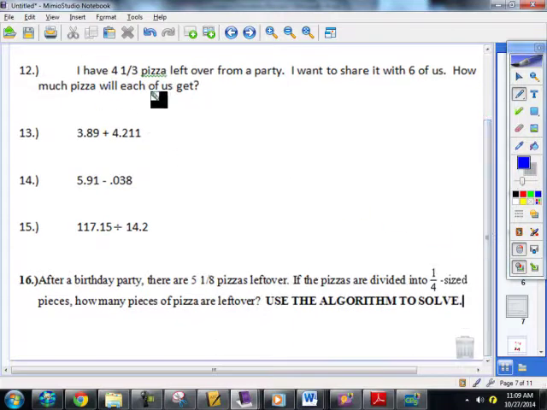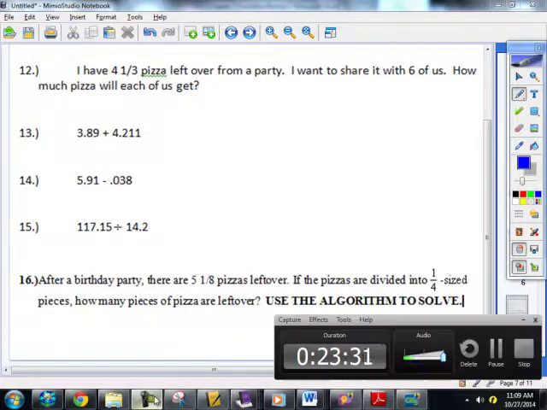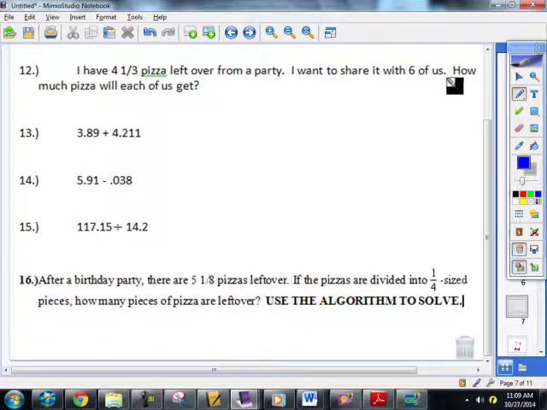Okay? I have 4 1/3 of pizza left over from a party. I want to share it with the 6 of us. How much pizza will each of us get? So what's being divided up? Is it the 4 1/3 of pizza or is it the 6 of us? Hopefully you're all saying this. Or all you all said it.